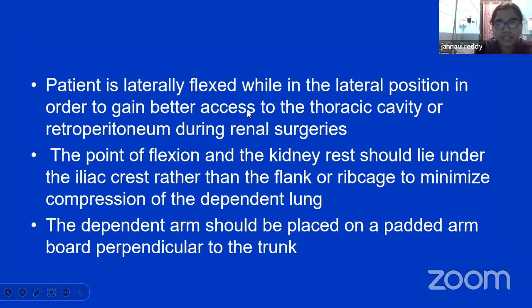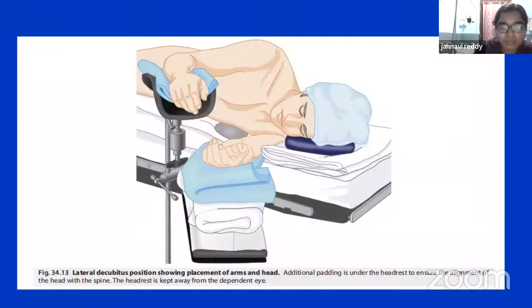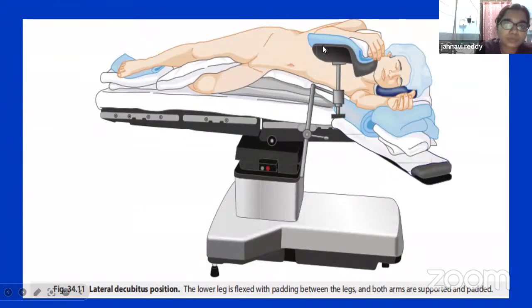The patient is laterally flexed while in lateral position in order to gain better access to the thoracic cavity or retroperitoneum during renal surgeries. The point of flexion in the kidney rest should lie under the iliac crest rather than the flank or rib cage to minimize the compression of the dependent lung. The dependent arm should be placed on a padded board and perpendicular to the trunk. In this slide, I tried to explain that when the patient is in lateral decubitus position, to access the renal area, they will flex the patient some more. So adequate padding is kept here properly so that we can prevent the injuries.